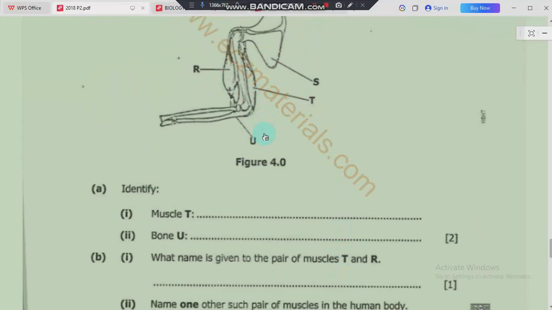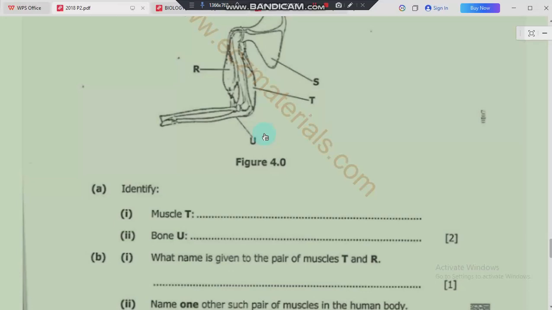So when we talk about the human body, the other place where we can find antagonistic muscles, remember, when we were talking about the eye, we said the iris has circular and radial muscles. So those muscles in the iris are also antagonistic muscles.